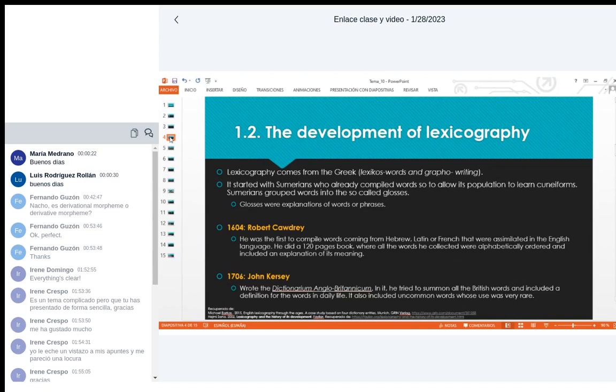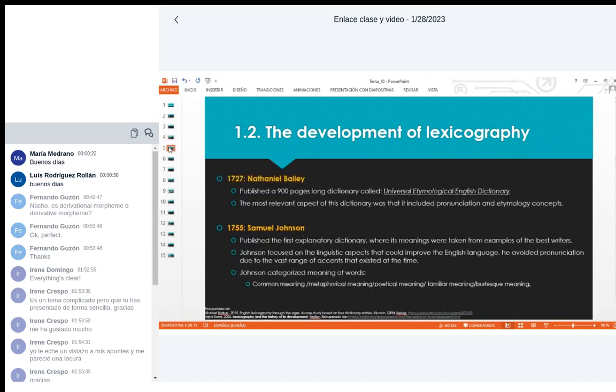Also, he decided to include words that were not typically used, rare words, but he also wanted to include them, in order to make a compilation of the entire English language.